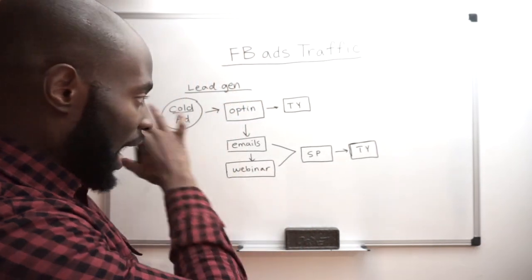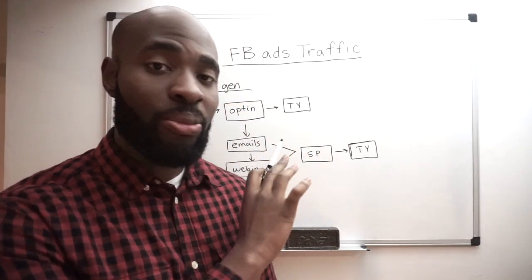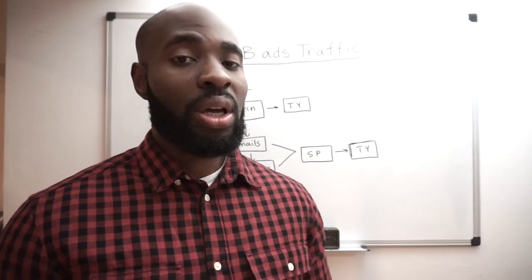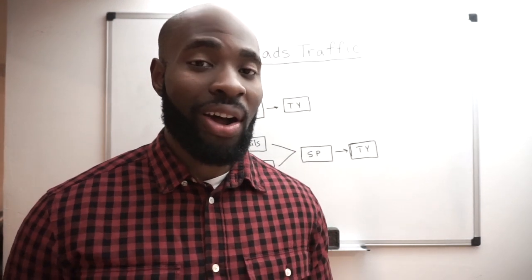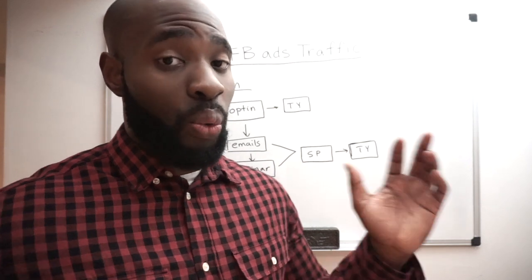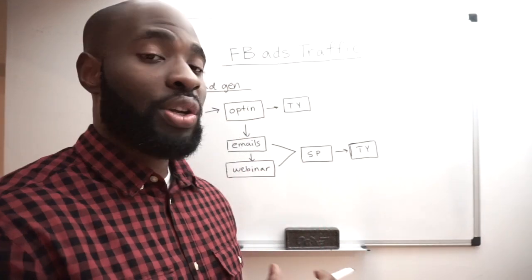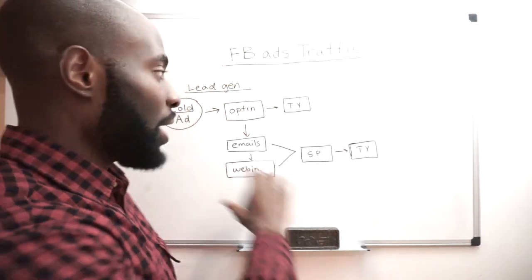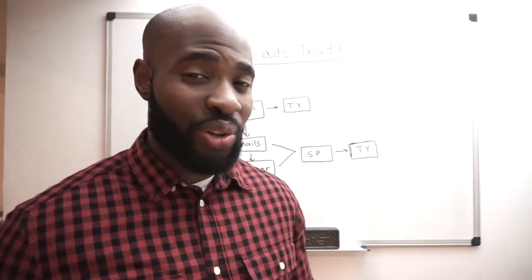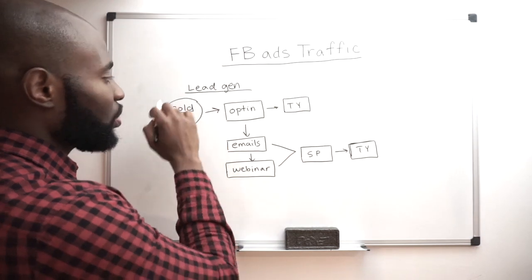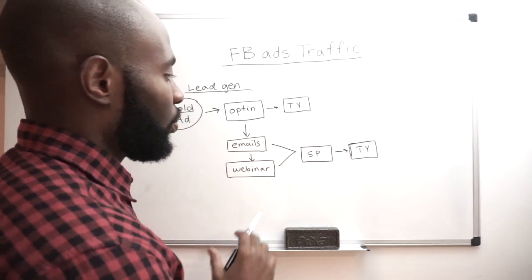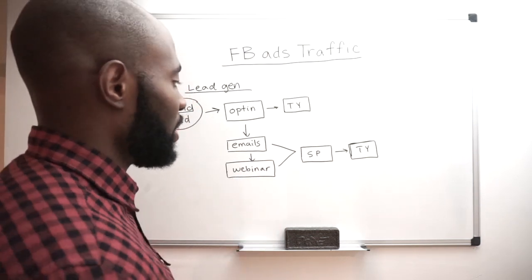Now, as you continue to do that, and as your pixel gathers more data, you're able to create what are called custom audiences and lookalike audiences, or warm traffic for short, and you can retarget those particular people based off of the information you get from your cold traffic. So when you are sending cold traffic to your Facebook ad here, where does the warm traffic come in?